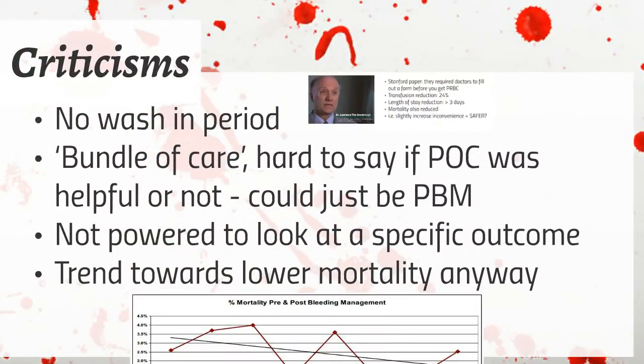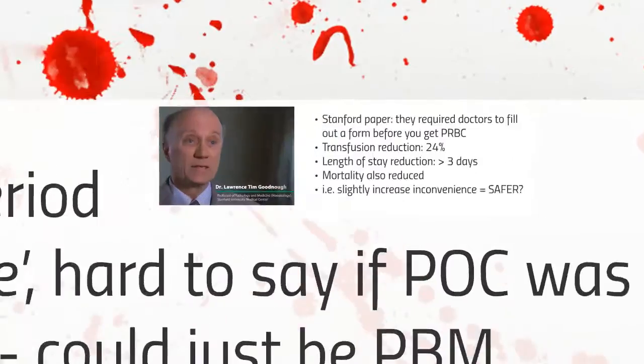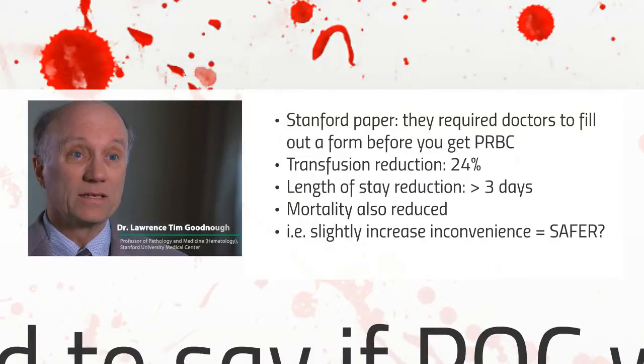It's a bundle of care, much like the River study and Central Line, so it's hard to say what role point of care played in that. And it may have been just the PBM. And I think a great example of other stuff playing a more important role is this study by Goodnor, a hematologist in the US, who did this great little paper where all he did was introduce an extra form, just made it slightly more inconvenient for people to prescribe blood. And that one intervention alone resulted in huge reductions of transfusions, reduced length of stay, reduced mortality.